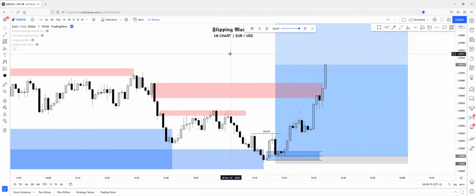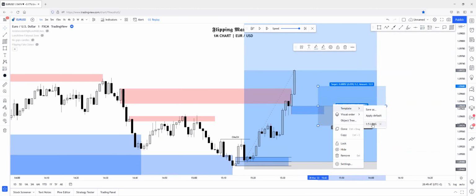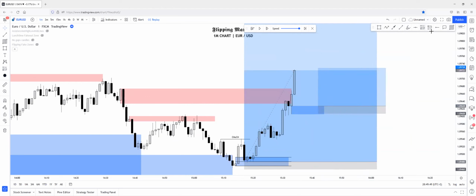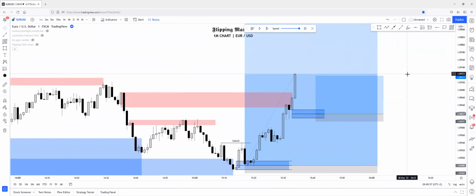So what can we do in this scenario? We can expect a reaction on the demand zone that has caused the flip, right? This demand zone, this weak zone, has caused the flip of this supply zone. So we can actually set an entry limit order on this zone. Let's see if the full body covers the whole zone. No, it doesn't. Let's just use the 50%. This is our next entry.